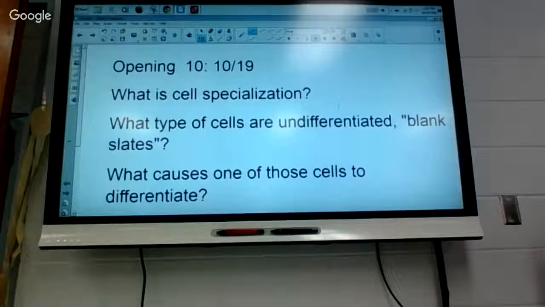Composed of one or more layers of densely packed cells. Of densely packed what? Cells. Okay, so epithelial cells line and protect. Your cheek cells were epithelial cells. Your skin is epithelial. Anything that lines your throat, your esophagus, any of the liners and any of the protectors.